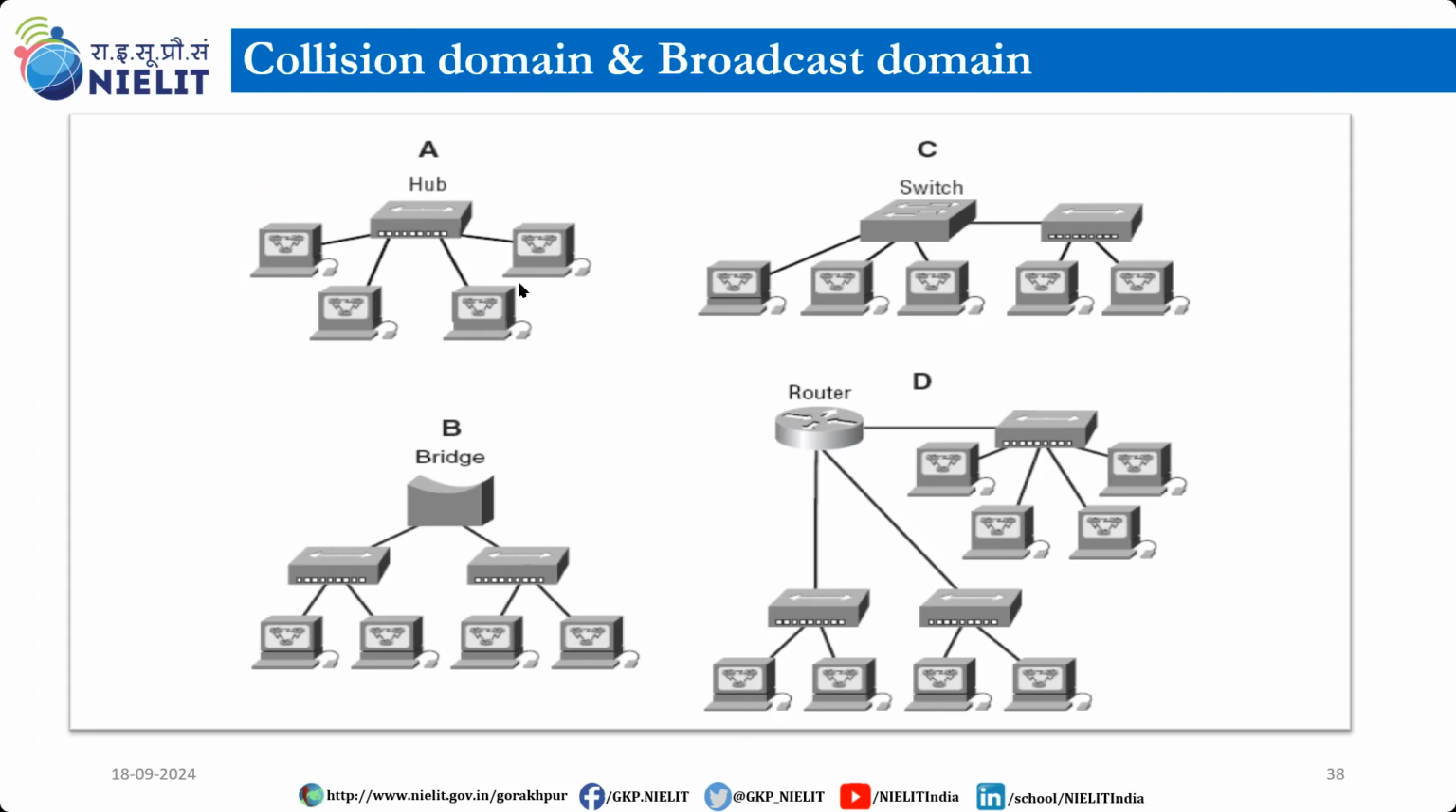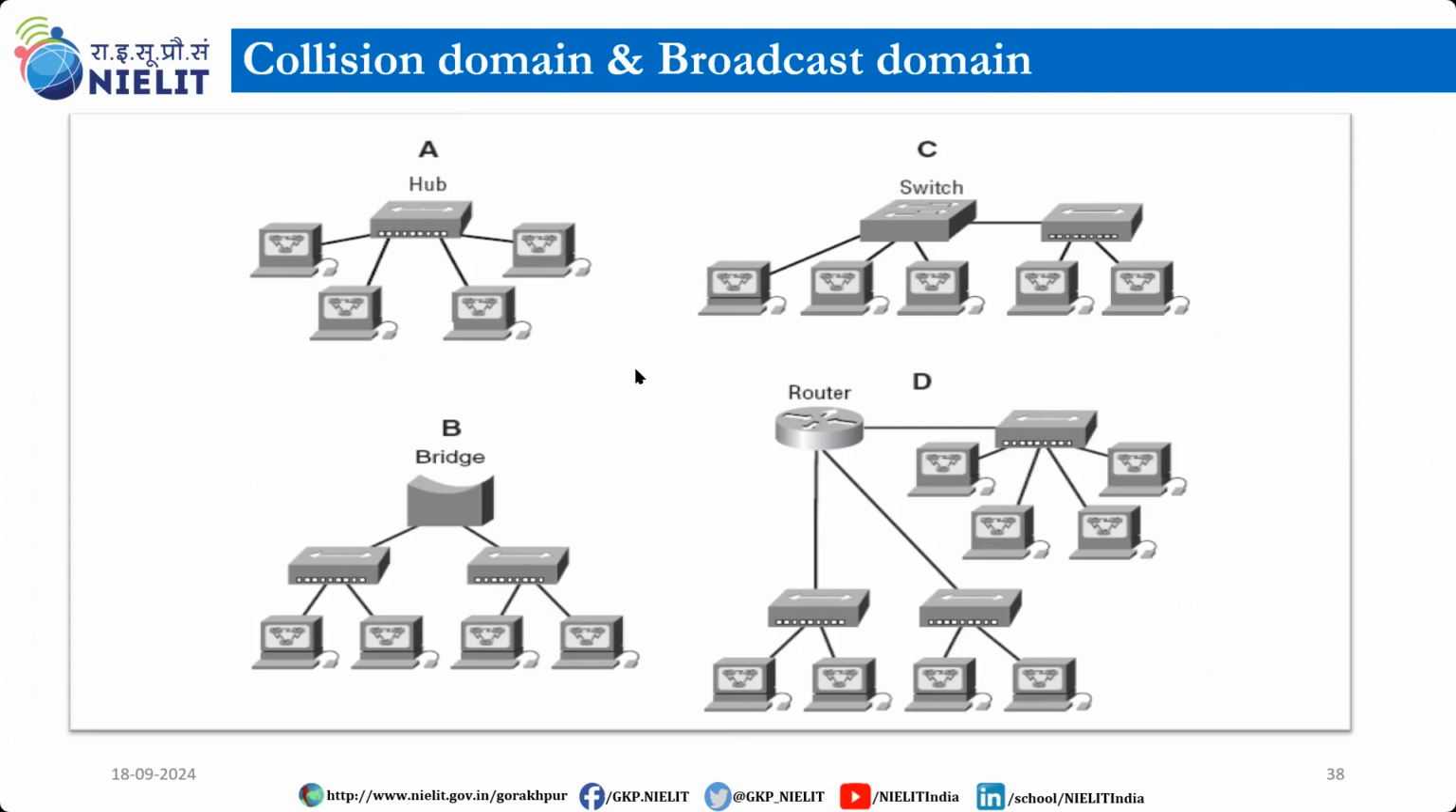Other PCs will ignore it, and only the destination PC, the desired PC, will accept this traffic. But what will happen if an attacker or malicious user is sitting on this fourth PC? They will be able to capture all the interesting traffic from the unicast communication. Okay, so there is 1 collision domain and 1 broadcast domain in the case of a hub.